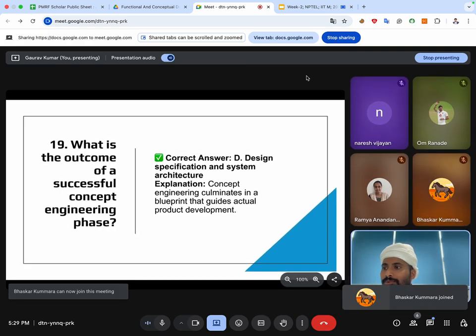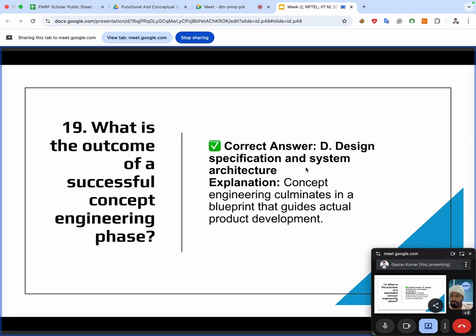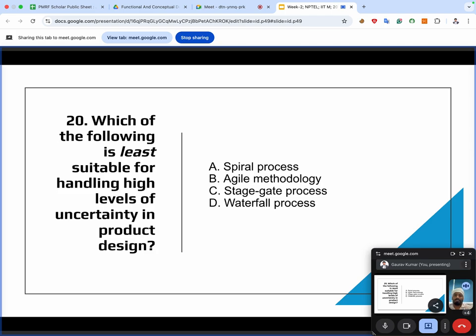So the next question is question number 20. Which of the following is least suitable for handling a high level of uncertainty in product design? Spiral process, agile methodology, stage gate process, or waterfall process? What is the right answer? Could you please try? Okay, option D.